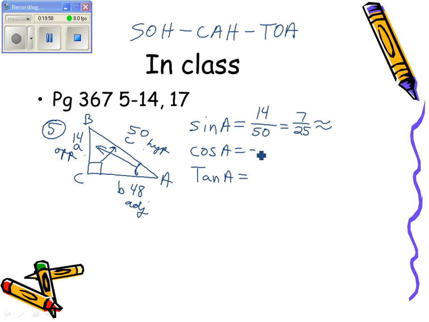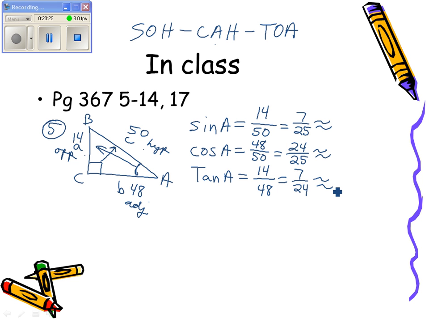Cosine deals with adjacent over hypotenuse, so 48 over 50. That reduces to 24 over 25. You can change that to a decimal. And then tangent deals with opposite over adjacent. The opposite is 14, the adjacent is 48. So 14 over 48. That reduces to 7 over 24. You can change that to a decimal.